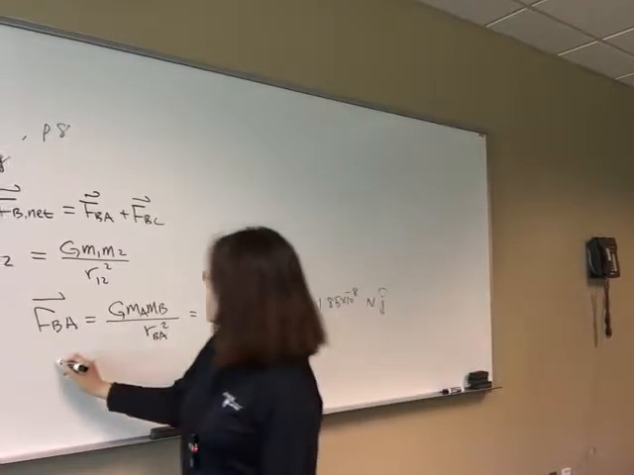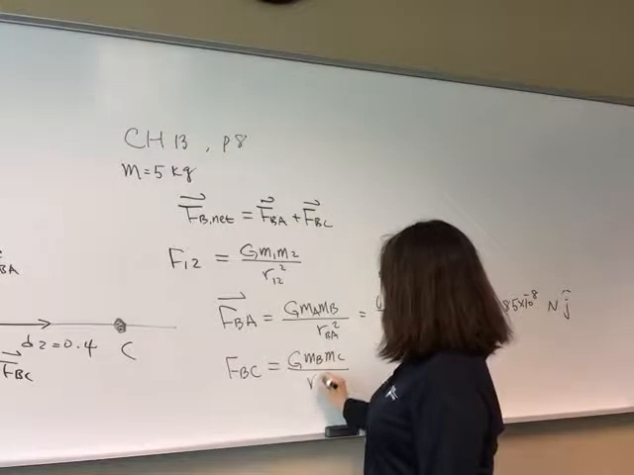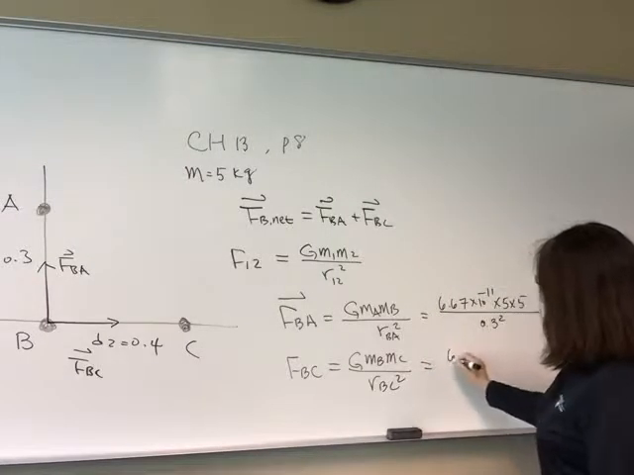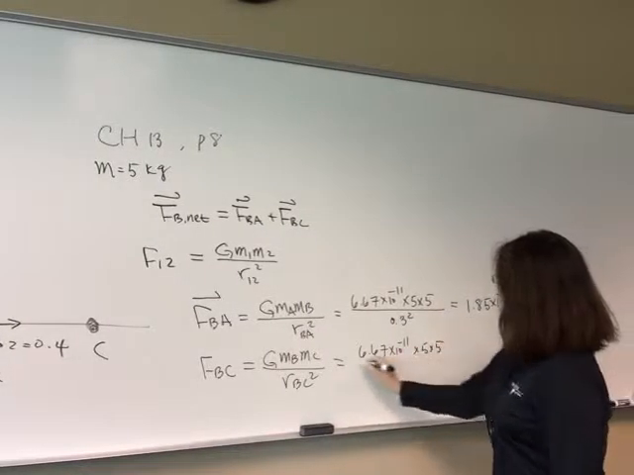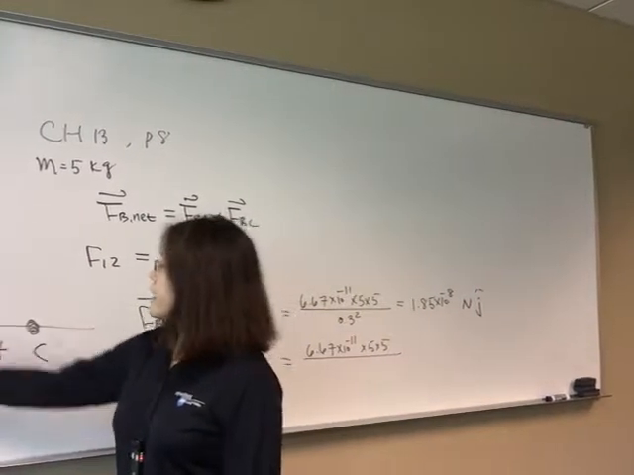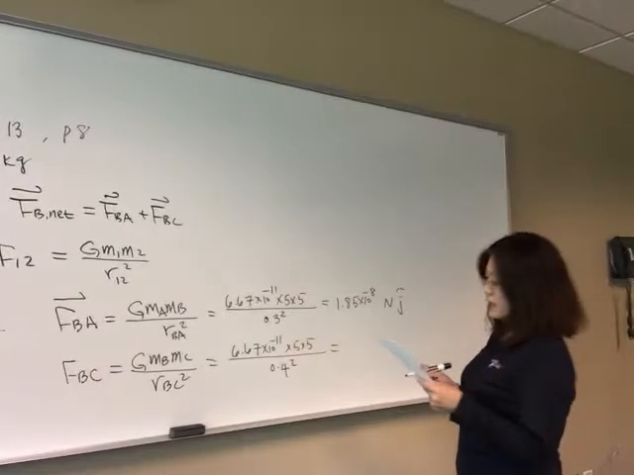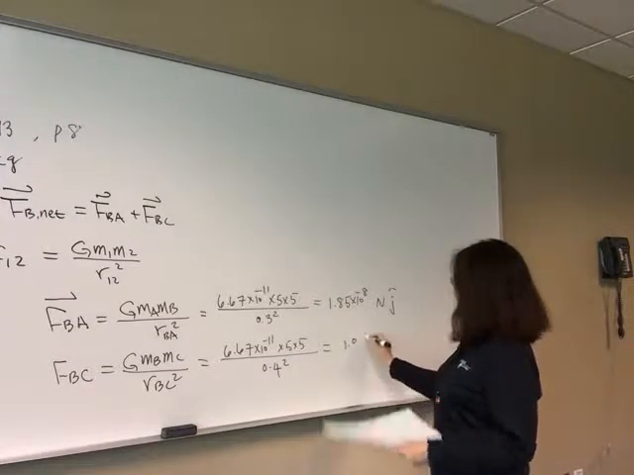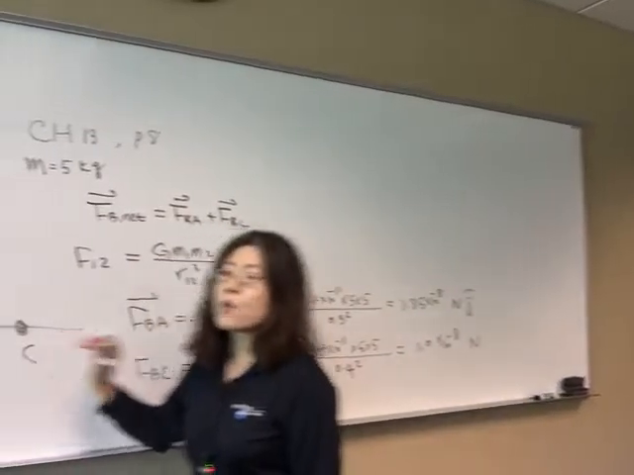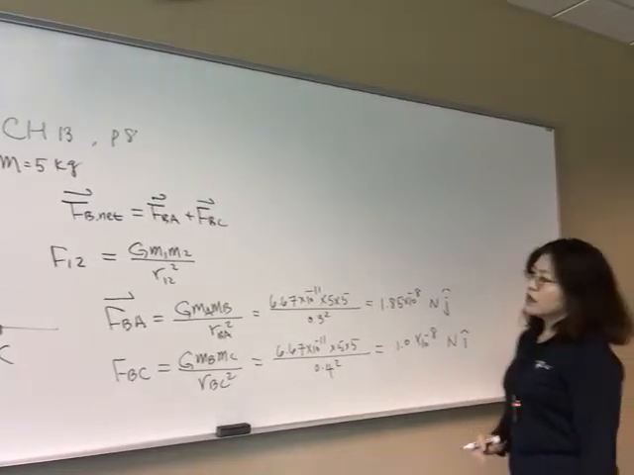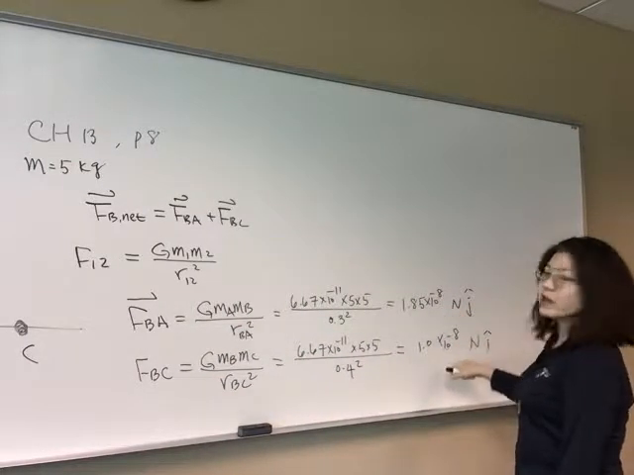Now let's look at FBC. For FBC, you have G MB MC over RBC squared. So you have 6.67 times 10 to the negative 11, times 5 times 5, over RBC squared. RBC here is 0.4, so you have 0.4 squared. So what you have here for FBC is 1.0 times 10 to the negative 8, and that's in Newtons. What about its direction? Because it's pointing rightward, you have the positive i hat. So you have the individual forces, where one is pointing upward and one is pointing rightward.